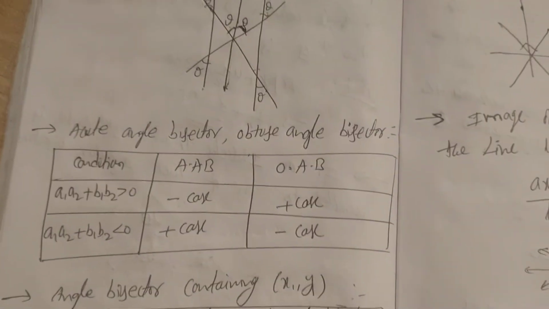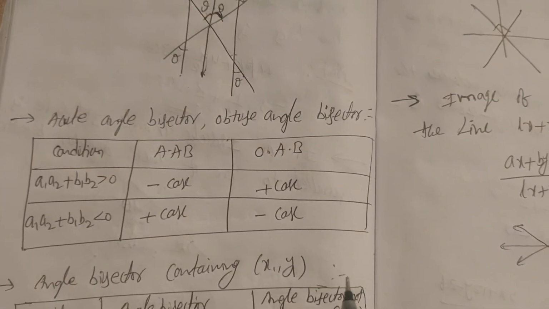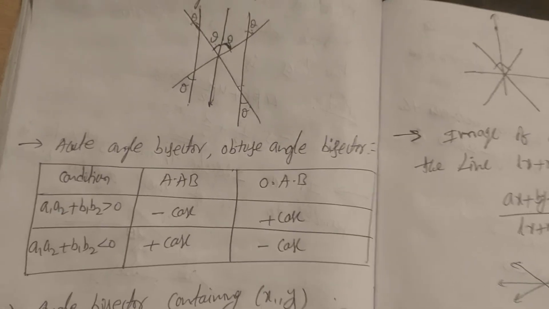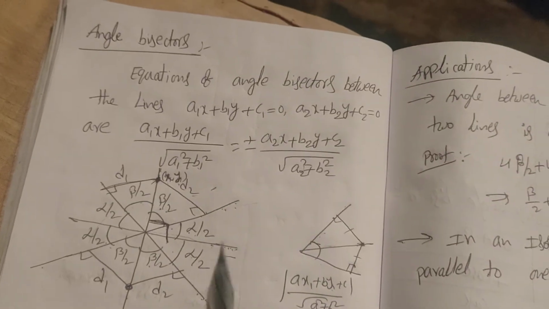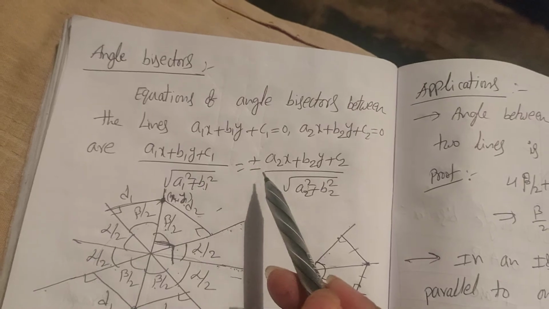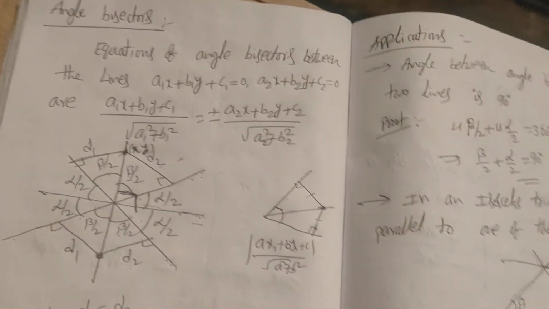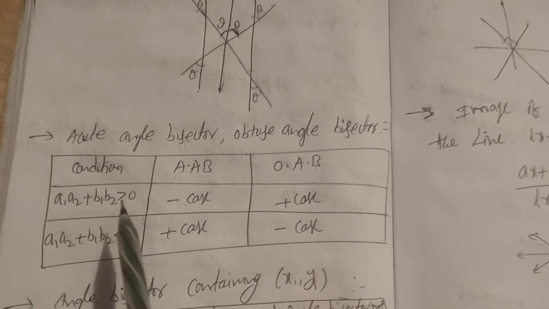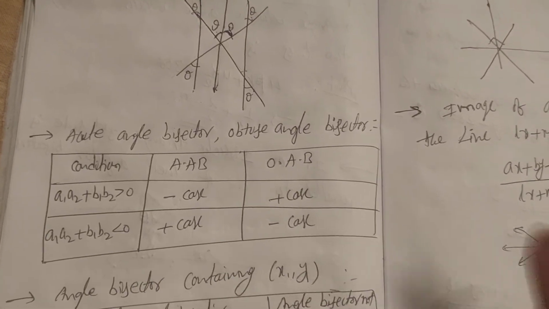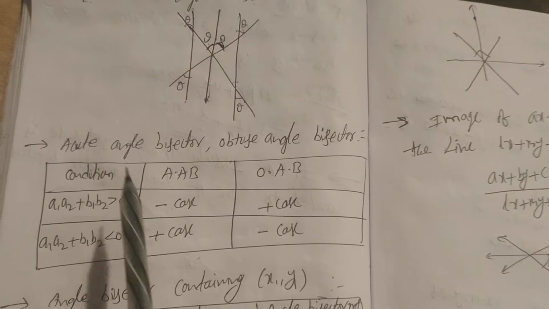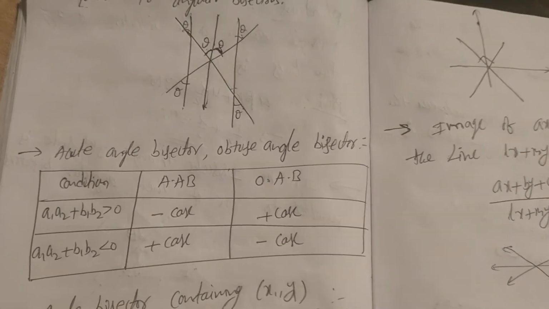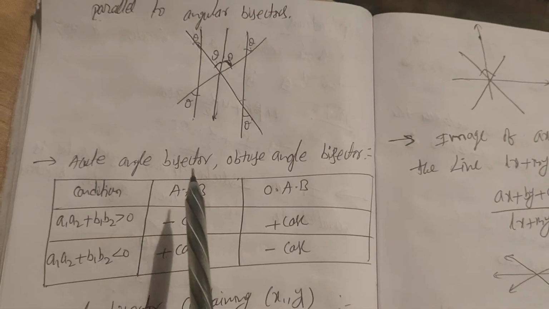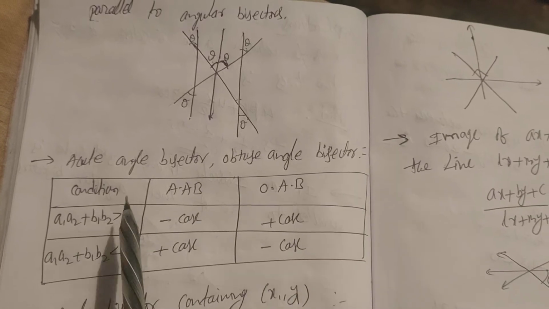The next concept is the acute angle bisector and the obtuse angle bisector. I already told you we have to decide which of these two lines is the acute angle bisector and which is the obtuse angle bisector. This is a very important concept. If you remember these conditions, we can say it directly. This is based on observation. So, the acute angle bisector and obtuse angle bisector condition.